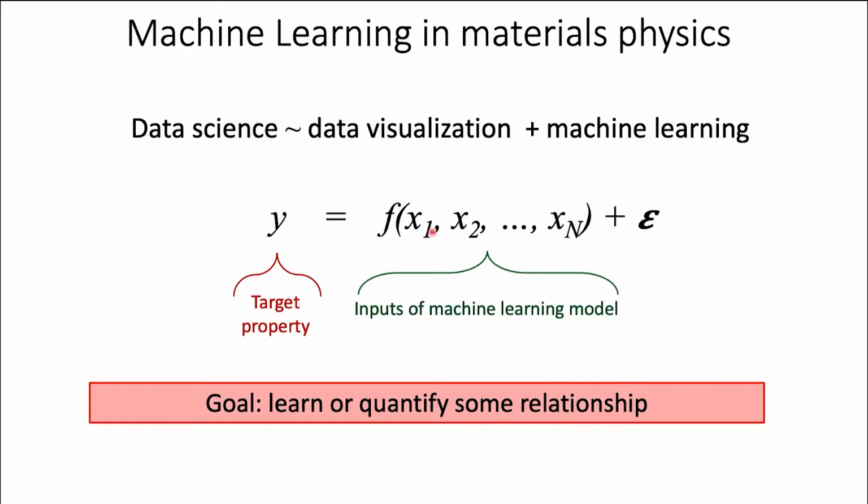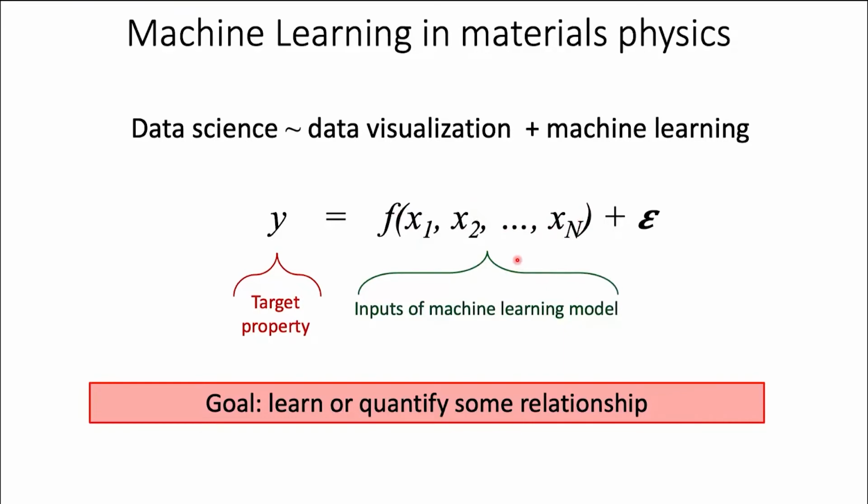Notice I have here x1 through xn. If there are just two values, two entries, two inputs, two descriptors, you'd have a two-dimensional space of descriptors. And here you have an n-dimensional space of descriptors. So that number of dimensions is just the number of descriptors in a model.